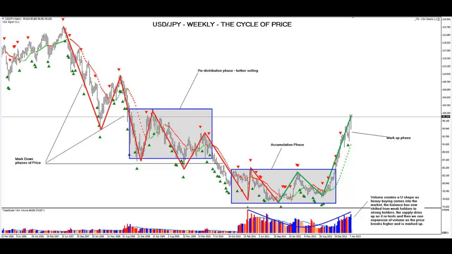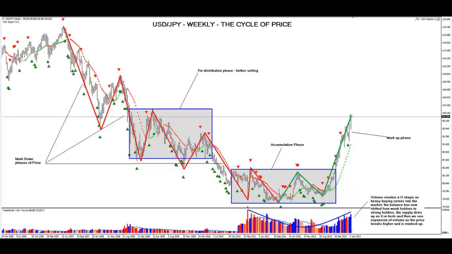You can see in this weekly chart here of the US dollar yen, we've had three areas of markdown. We've seen a redistribution phase where there's been further selling. And we've had an accumulation phase at the bottom, and now we've started a markup phase. So we need to identify what phase the market is in before we even start trading on the shorter time frames. One thing you'll notice in this chart, that as the price moves down, the volume has been quite average.